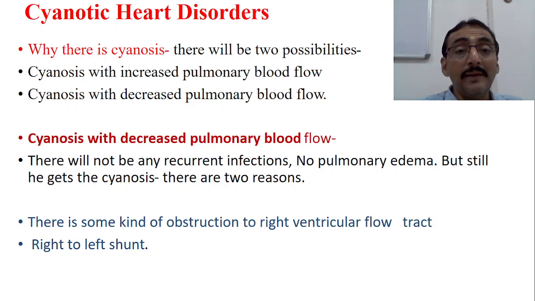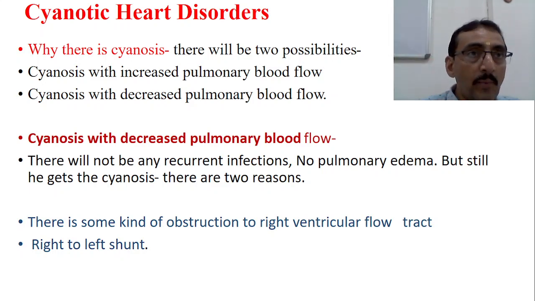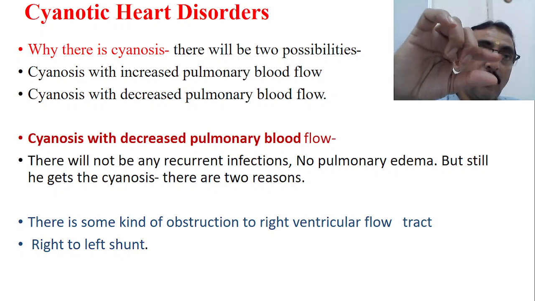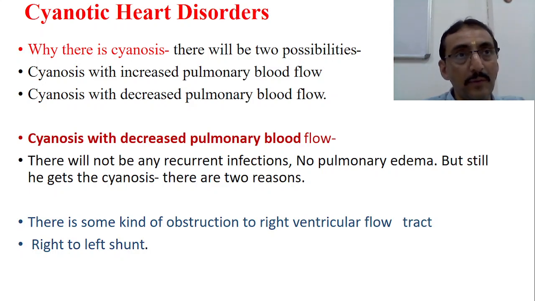Now, why is the pulmonary blood flow decreased? Two reasons are there, which I have already explained. There is some kind of obstruction to the right ventricle, or there may be a right to left shunt. So two possibilities are there for why the blood is not going into the pulmonary area. One is that the pulmonary trunk or pulmonary walls are constricted, atresias or stenosis, etc. One possibility, blood will not go.